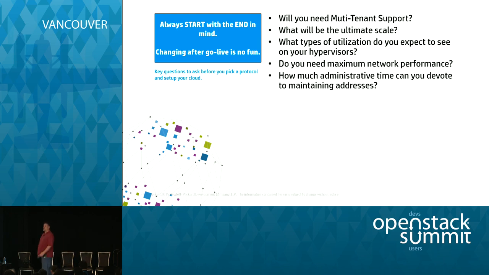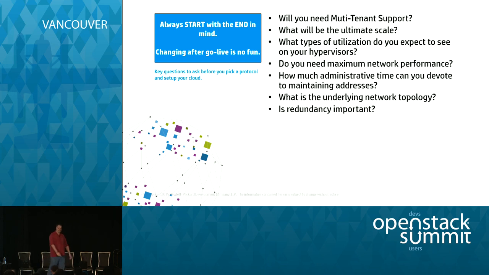Admin time. If you don't have it, don't use the flat networks and VLANs, because you're going to spend time administrating a really complex environment. What's your underlying topology? Most of these don't care, except for VLANs. VLANs want to use VLAN switches, and some of the other ones might use VLANs as well, so keep that in mind. Redundancy, is it important? We know how we can get there. Is there going to be multiple sites? VXLAN's going to win for that one, because it's really good about pretending it's a local system to each one. It's almost like it's VPNing to itself.